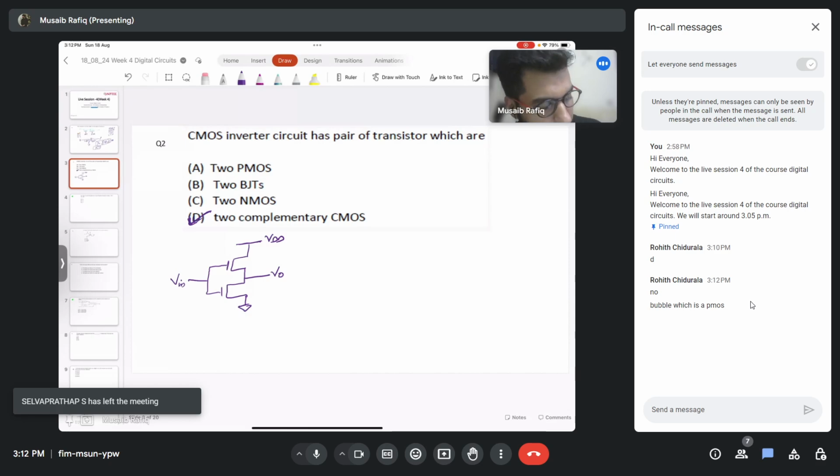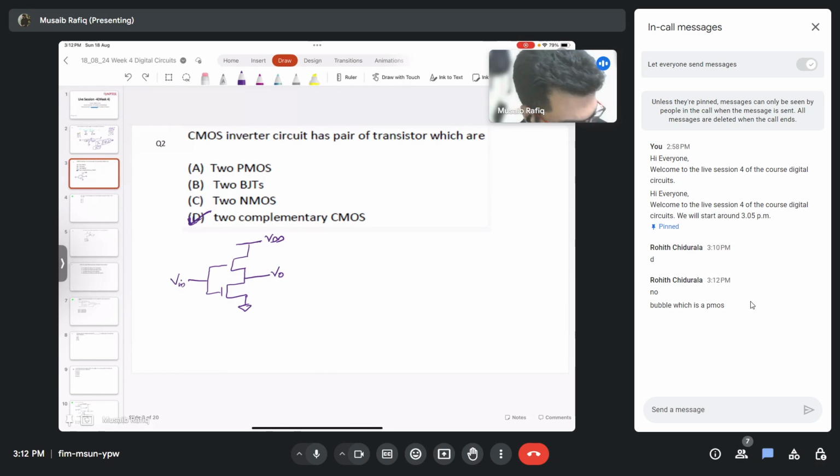Correct. Yeah, the bubble, which is a PMOS. Yeah, you need to be careful with that. So what I am missing here is this bubble that represents a PMOS. Correct. So this is a simple CMOS inverter.